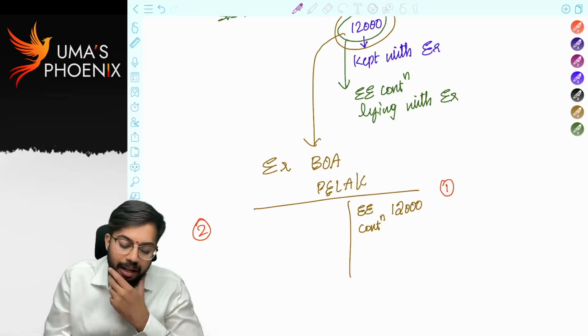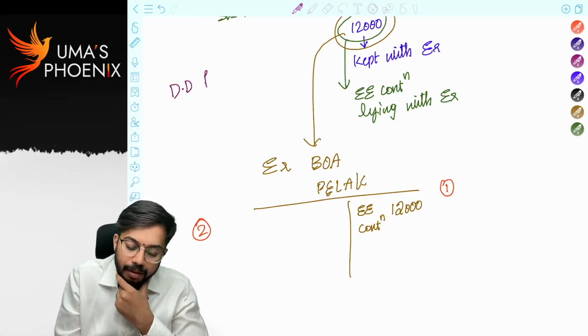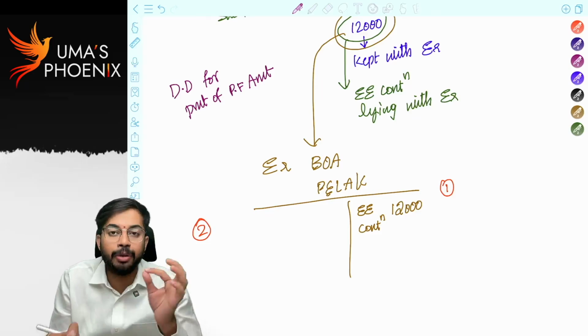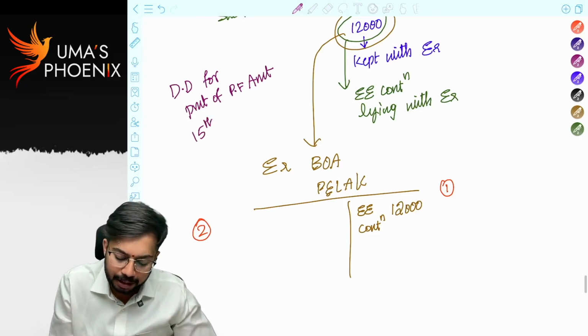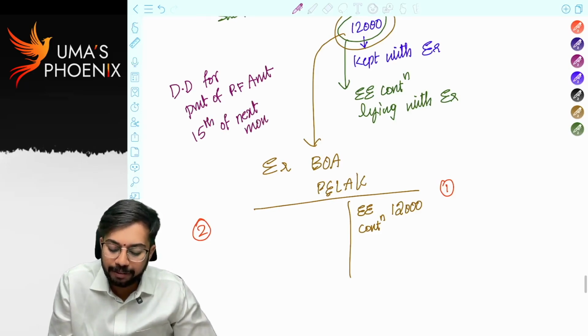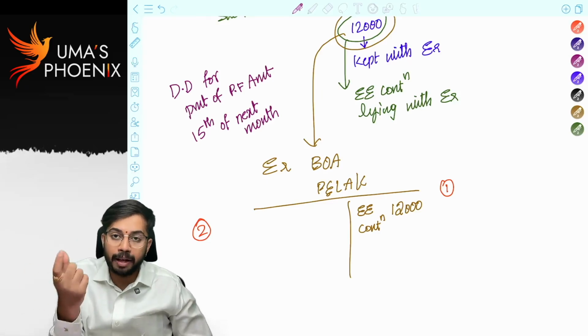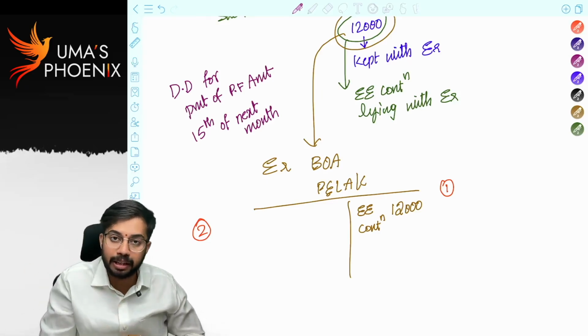Step 2. There is a due date, right? Due date for payment of provident fund amount. Generally, what is the due date? Due date is 15th of next month. So whatever the PF that is deducted in current month is there, that should be deposited to PF account on or before 15th of next month.